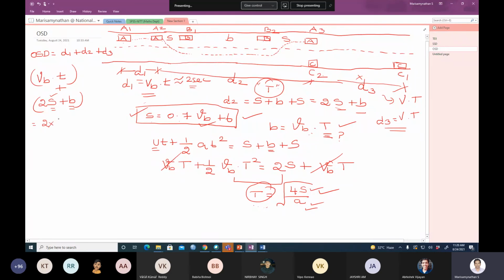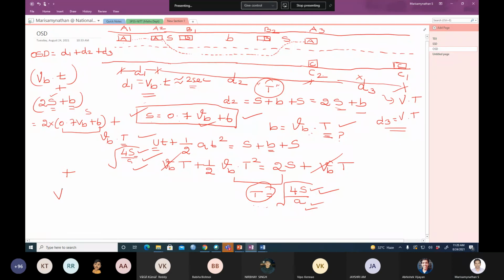So this equation we can modify accordingly: 2 into (0.7 into VB plus 6) plus VB into T. This T is the square root of 4 into S divided by A. If you put in S and A, you will get the T value. So this is with respect to the D2.